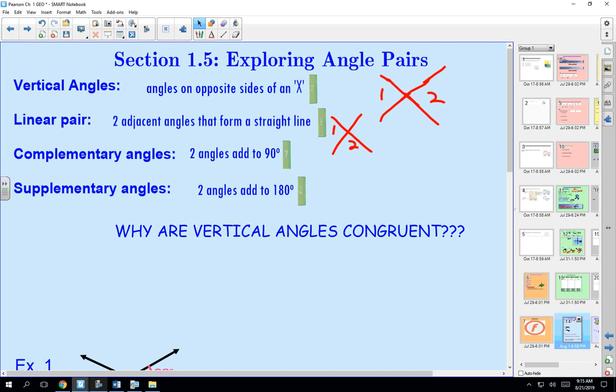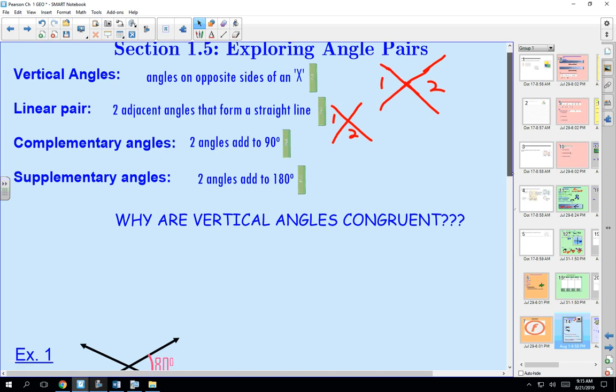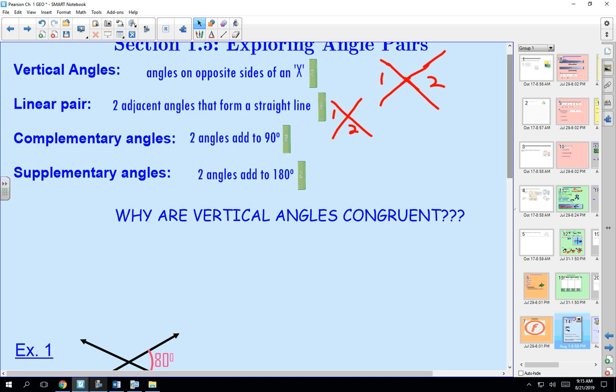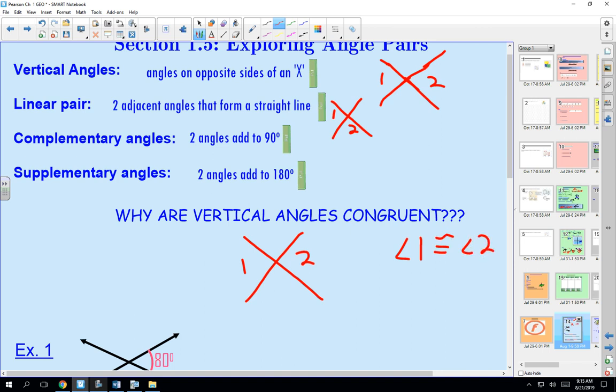So there's a little theorem that says that vertical angles are always congruent. Vertical angles are always congruent. So I'm going to run you through not a full proof, but we'll call it a plausibility argument here. I'm going to draw a picture here again of a couple of vertical angles. So we have angles 1 and 2. We're going to demonstrate or prove to you that those two angles have to be congruent. So we're going to say that angle 1 is congruent to angle 2. That's what we're trying to prove here.